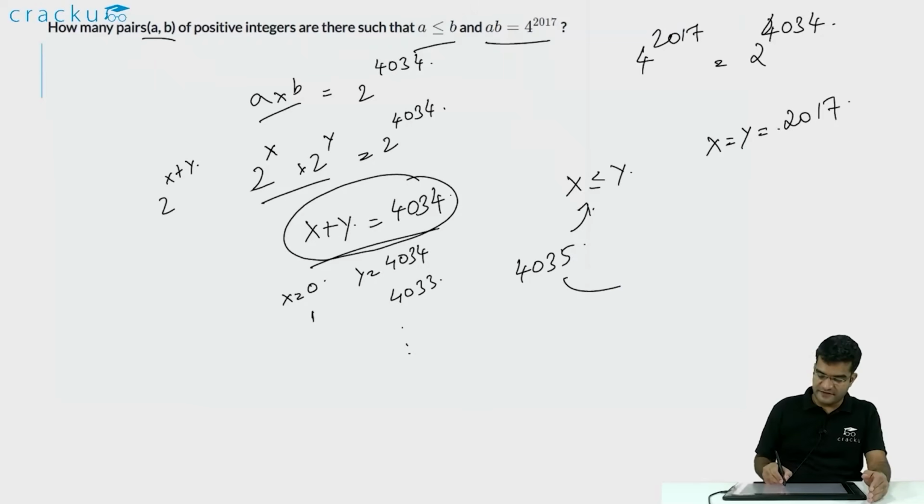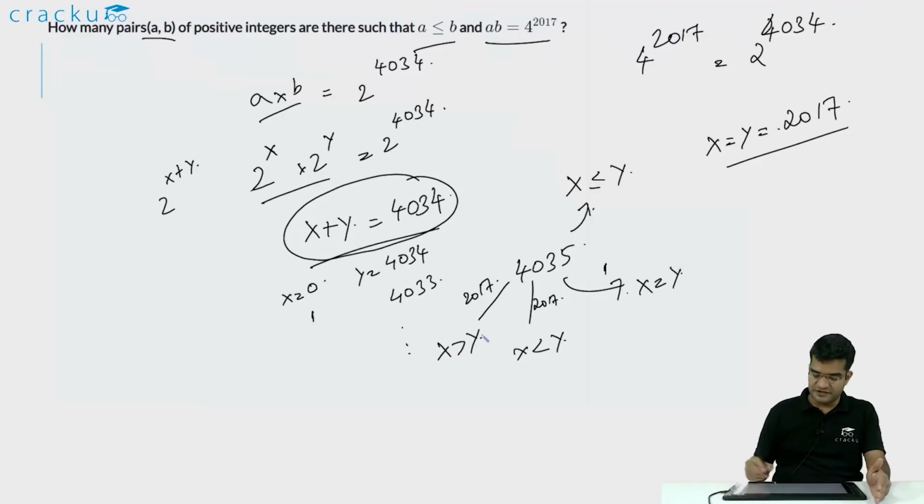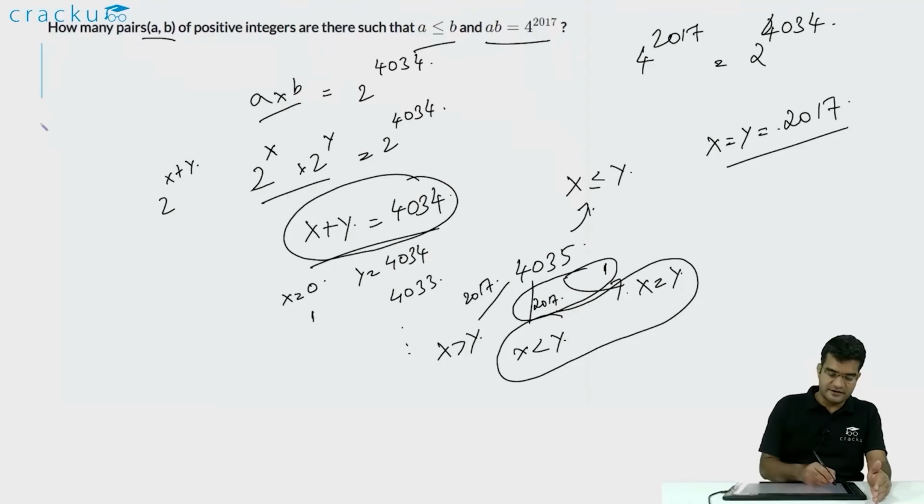Out of 4035, you have one case, as we have discussed earlier, where x is equal to y. This is one case. In the remaining 4034 cases, you will have by symmetry 2017 cases where x is less than y and 2017 cases where x is greater than y. So if you are looking for the solutions where x is less than or equal to y, the total number of cases will be 2017 plus 1, which is equal to 2018. That will be the answer.